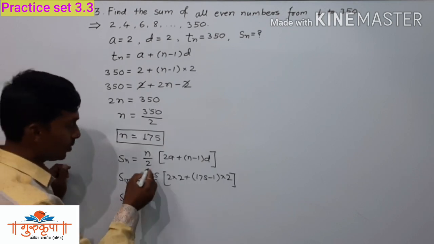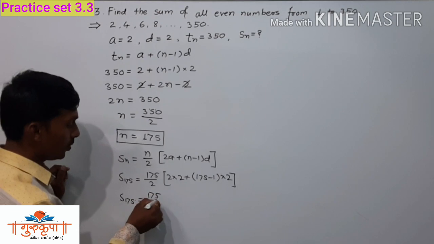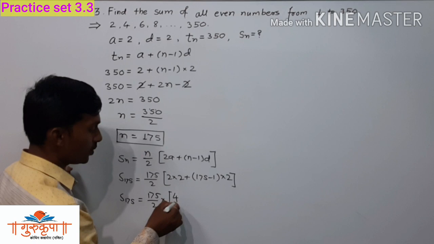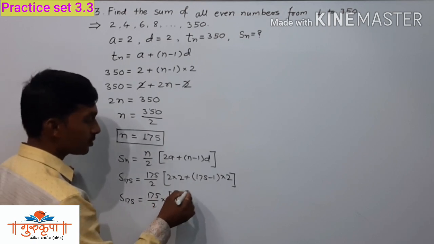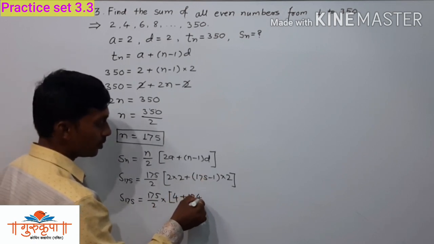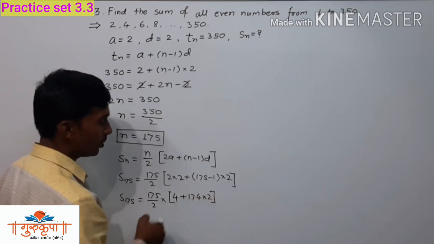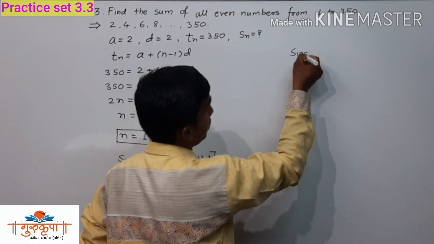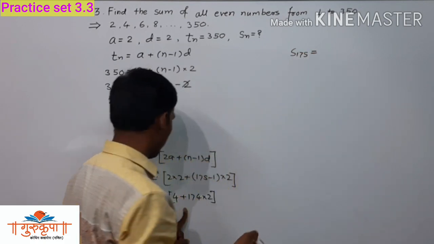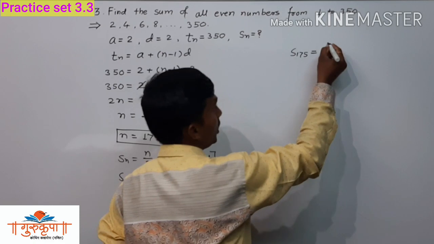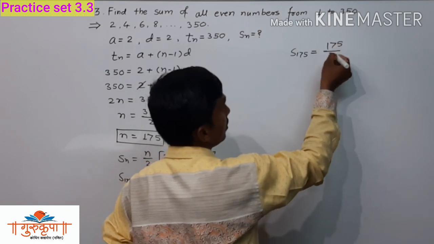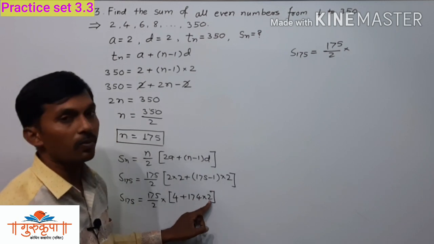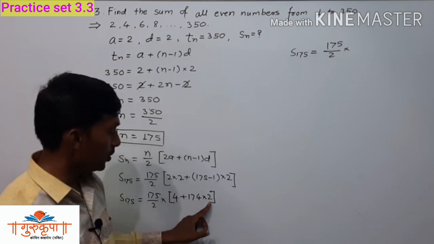S175 is equal to 175 upon 2 as it is, multiplied by, into the bracket, 2 into 2 is 4 plus 174 multiplied by 2. Now simplify this once again. That is S175 is equal to 175 upon 2 as it is, multiplied by 174 into 2 plus 4.